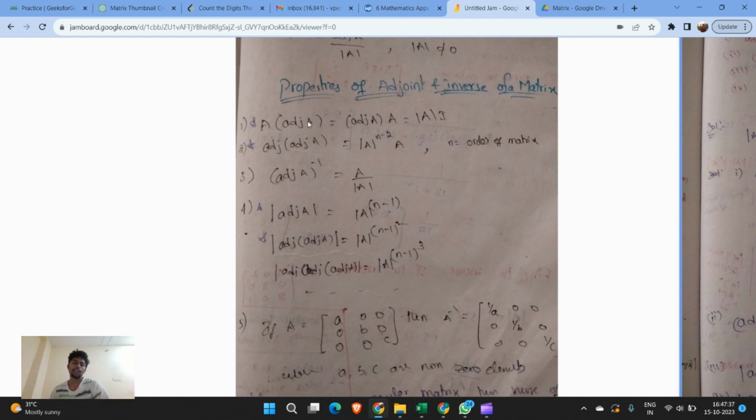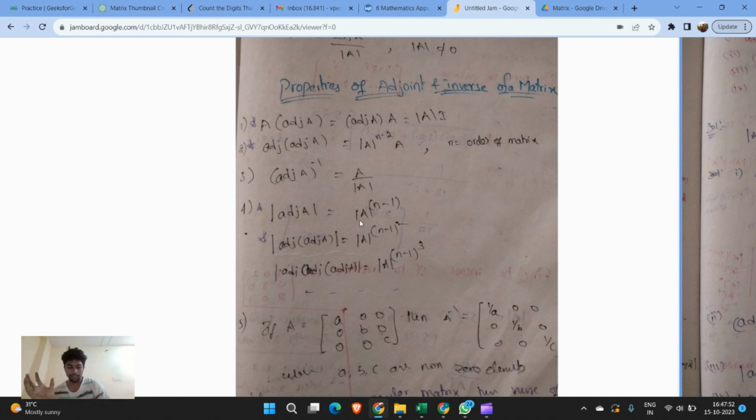This is done. Then suppose there is adjoint A and the given original matrix A. You already found the adjoint. If you multiply those two, you will get the determinant of A times I. So it will equal the identity matrix only. That is the first thing.